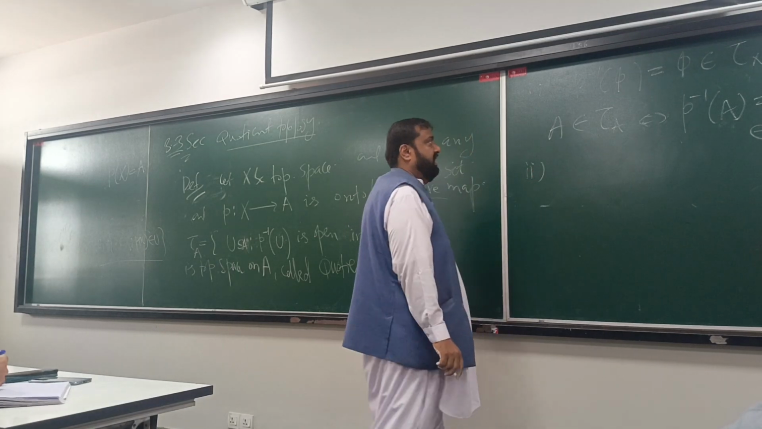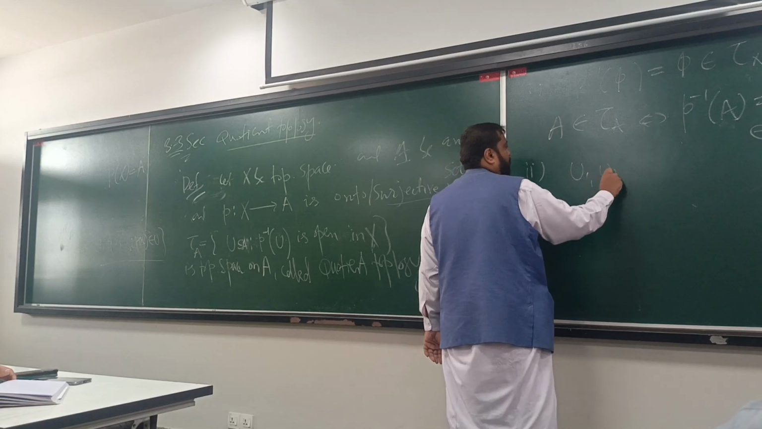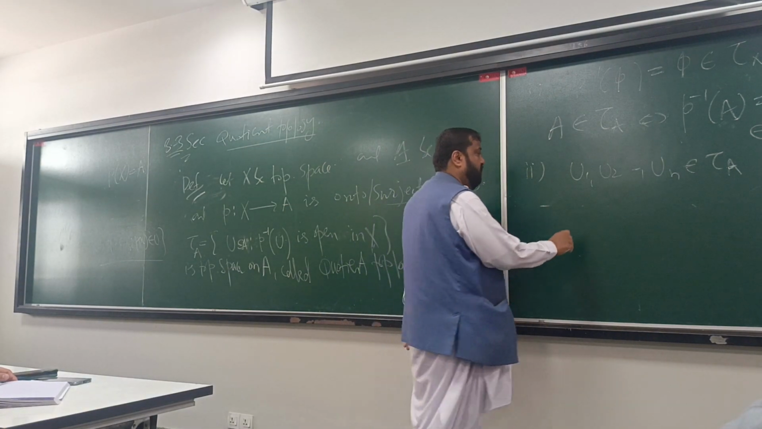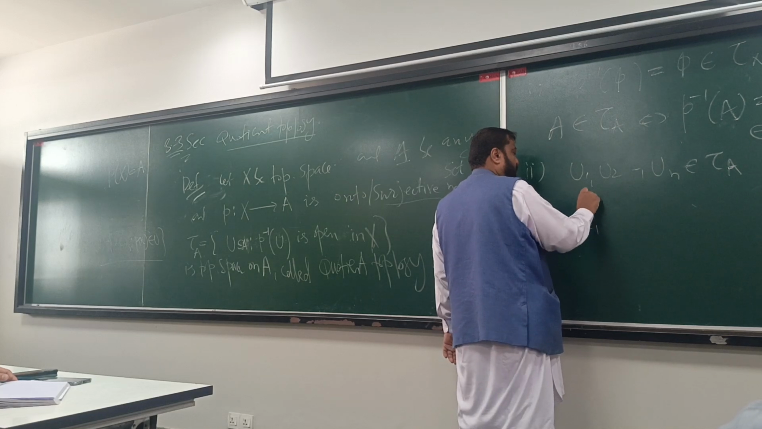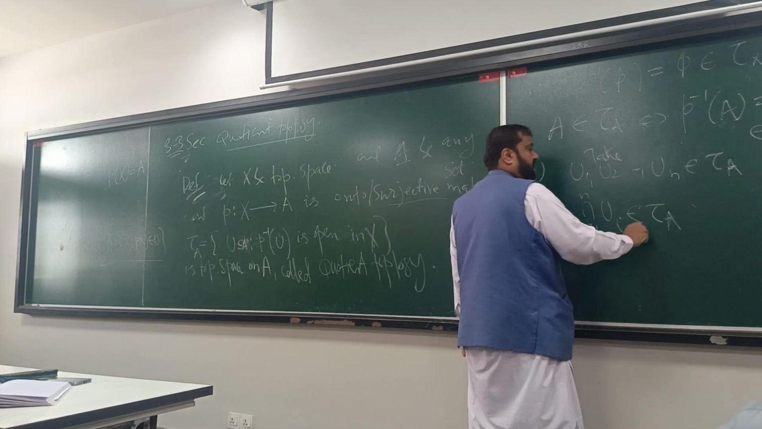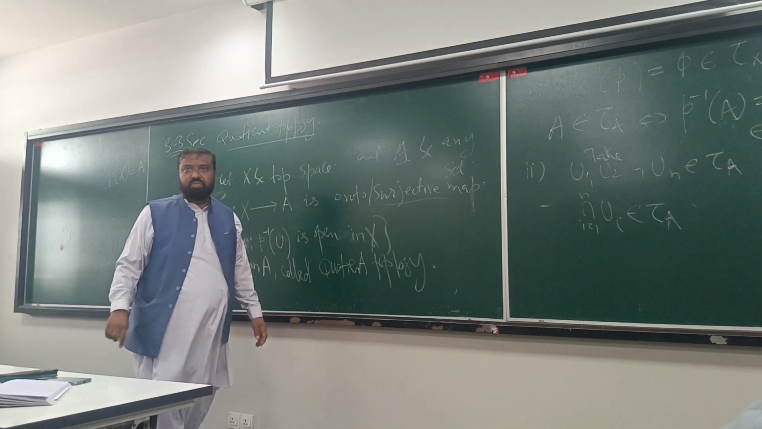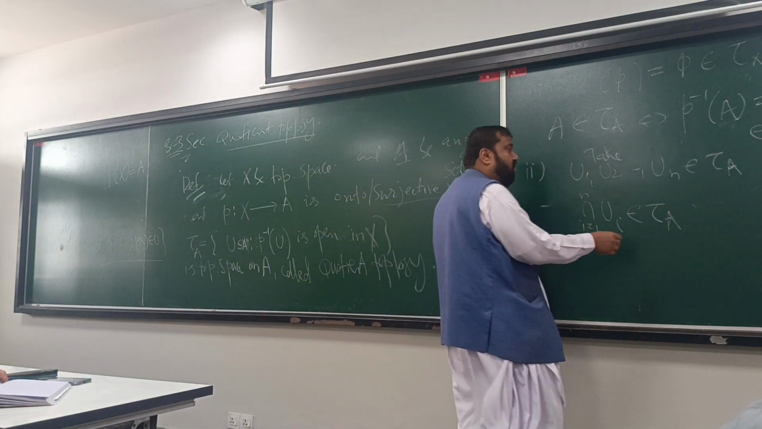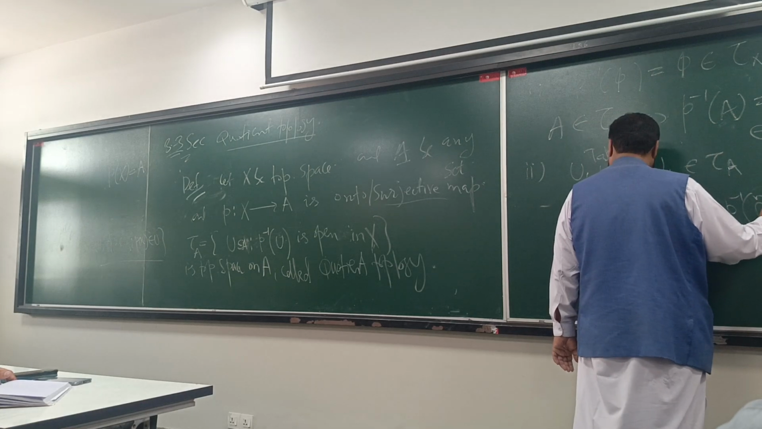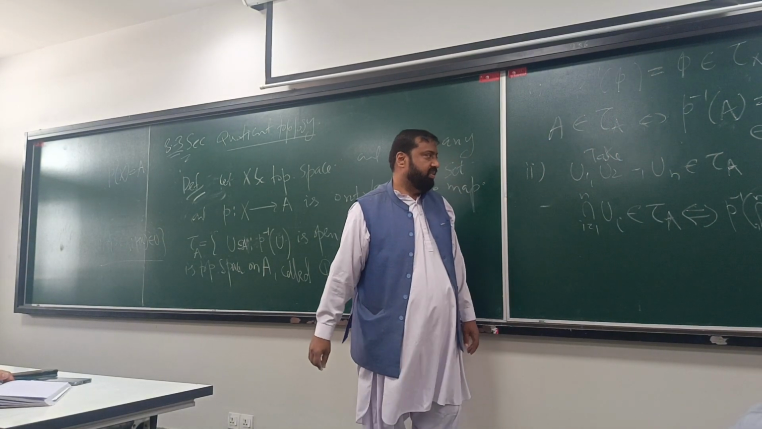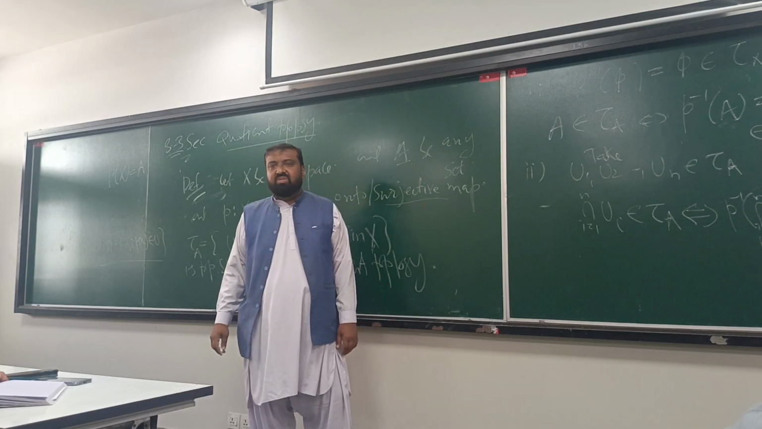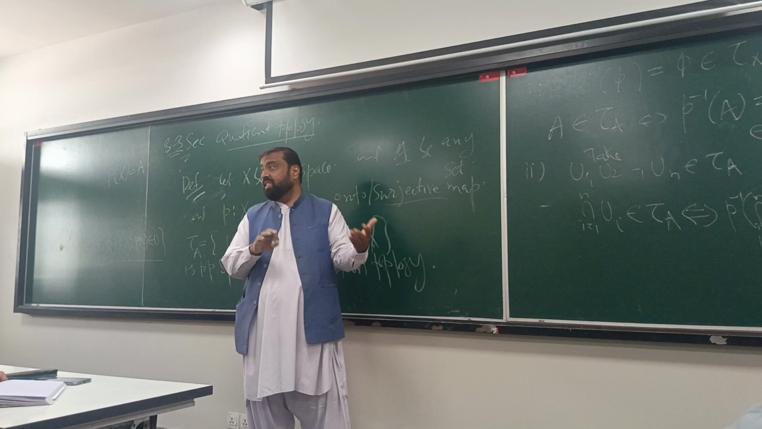What would be the second thing? Let's take some subsets. I'm taking U1, U2, ..., Un from tau A, and I need to show that the intersection over i equal to 1 to n of Ui is also in tau A. So when will this go in tau A? When its preimage set, the preimage of the intersection of Ui, is in what? Can you tell me what this preimage would actually be? The intersection of the preimages.